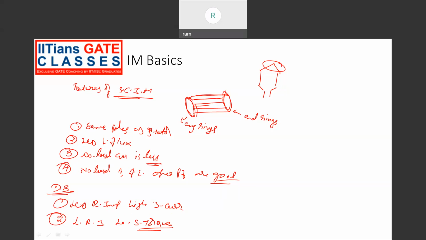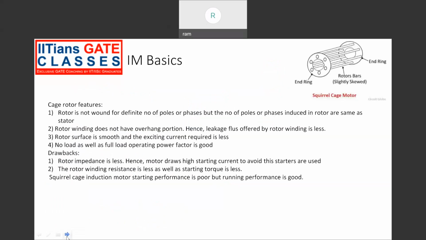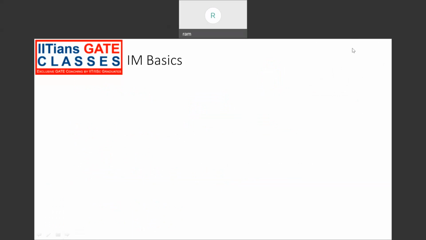So let's go to the next slide. This is what we have seen in the earlier slides, speaking of the figure of a squirrel cage rotor, where we have the copper bars. They are slightly tilted and then they are connected by means of an end ring. We'll talk about the slip ring induction machine, or the wound rotor features.